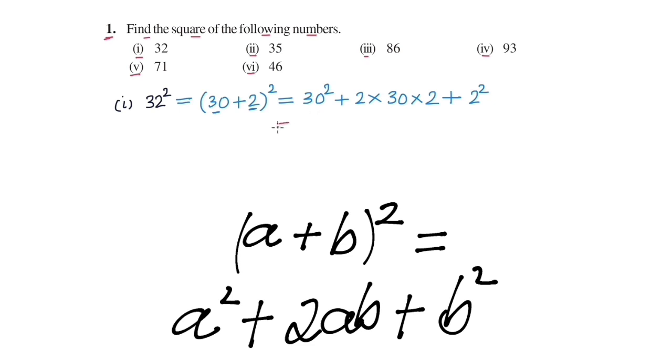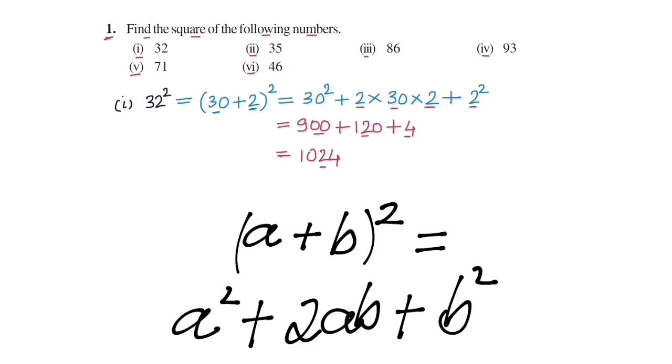Now 3 times 3 is 9 and with two 0s we get 900 for 30 square, plus 2 times 30 is 60, 60 times 2 is 120, plus 2 times 2 is 4. So we will get 900 plus 120 plus 4. Now if we add this, 900 plus 120 will be 1020, plus 4 gives you 1024 as your final result. Clear? So the square of 32 is 1024. In this way we will solve this.